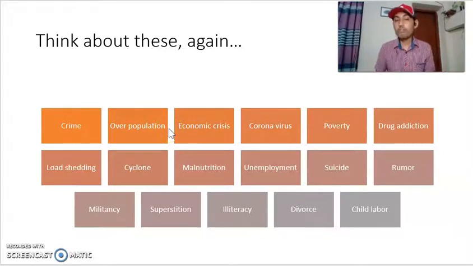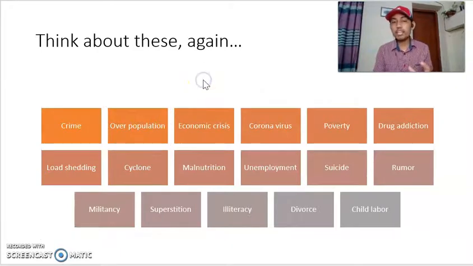Overpopulation. Now everyone is aware of this matter. It's a negative thing. It arises from society because some societies have a trend to have more population. Bangladesh is one of them, a highly populated country. And people now want to get rid of it. They want to have one or two children families. So it's a problem.